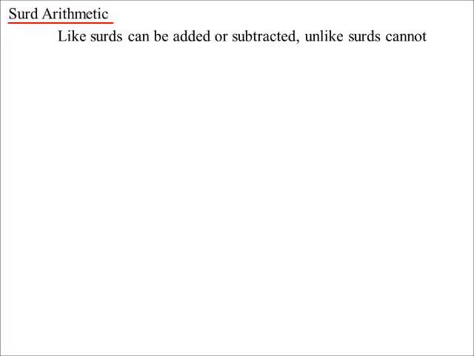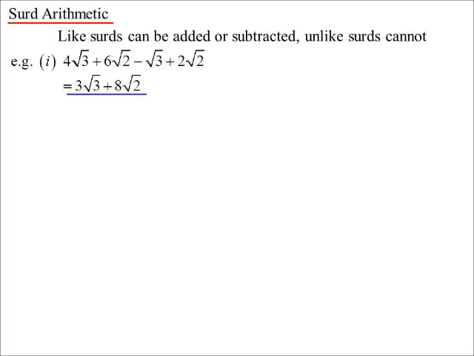We can only add and subtract like surds. So when we get something like this, 4 root 3, yeah, okay, I don't know what the square root of 3 is, but I know if I've got 4 of them and I take away one of them, whatever it is, I've got 3 of them. So we can make that 3 root 3, and similar with the root 2s, but as far as adding them, can't do it because I don't know what root 3 is. I don't know what root 2 is, so how can I put them together if I don't know what they are?